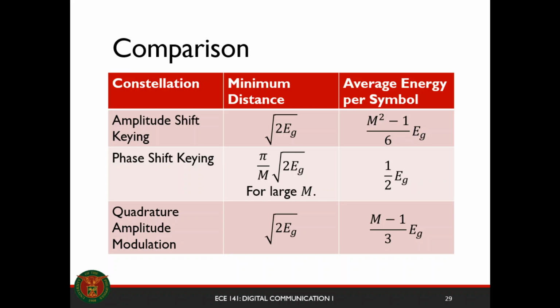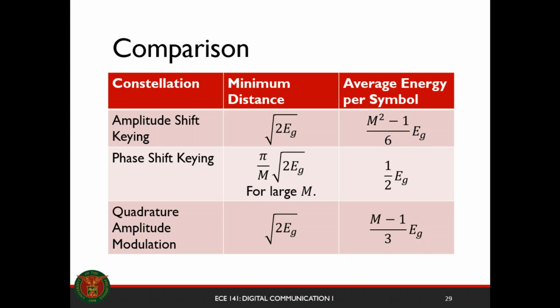Right? So, to summarize, when you compare ASK, PSK, and QAM, this is the summary of the minimum distance and the average energy per symbol. So note that we want to reduce the amount of energy we transmit. And also, we want our minimum distance to increase. Okay? We want our minimum distance to increase for a more reliable communication system.